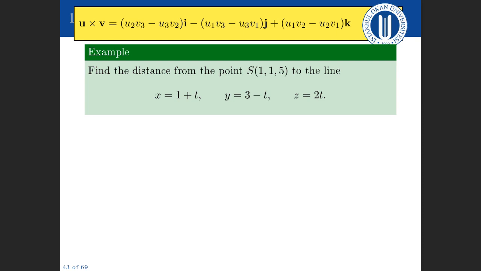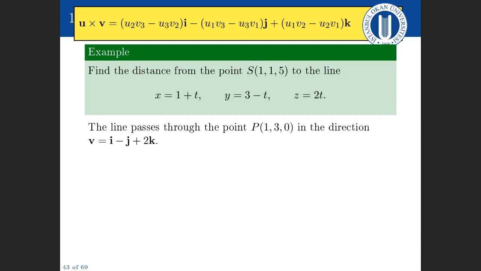Find the distance from the point (1, 1, 5) to the line x is equal to 1 plus t, y is equal to 3 minus t, z is equal to 2t. We need a point on the line. That's easy. We can just set t to be equal to 0, and we can see that the point must be (1, 3, 0). And we also need a vector which is parallel to the line. Again, that's easy. We'll just look at the numbers in front of the t. Plus 1, minus 1, 2. The vector i minus j plus 2k must be parallel to the line.